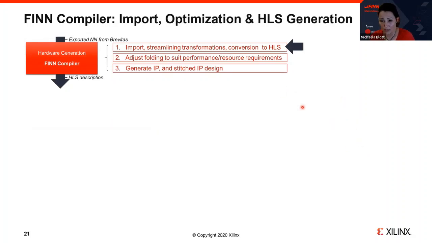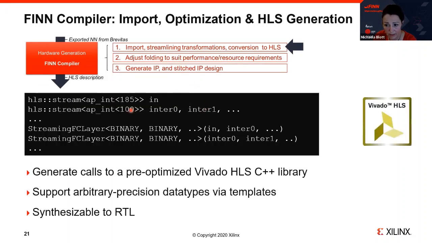So the first step, drilled into more detail, imports the trained neural network, optimizes it, and converts it into a HLS description. You can see here an example of such a HLS description on the slide. If you're not familiar with high-level synthesis, think of it as a way of expressing designs in C++ that can be synthesized into circuits. And by the way, we're actually not generating arbitrary HLS code, but rather we're generating calls to our pre-optimized HLS C++ library of common neural network layers, which we'll explain a bit more in the next slide.